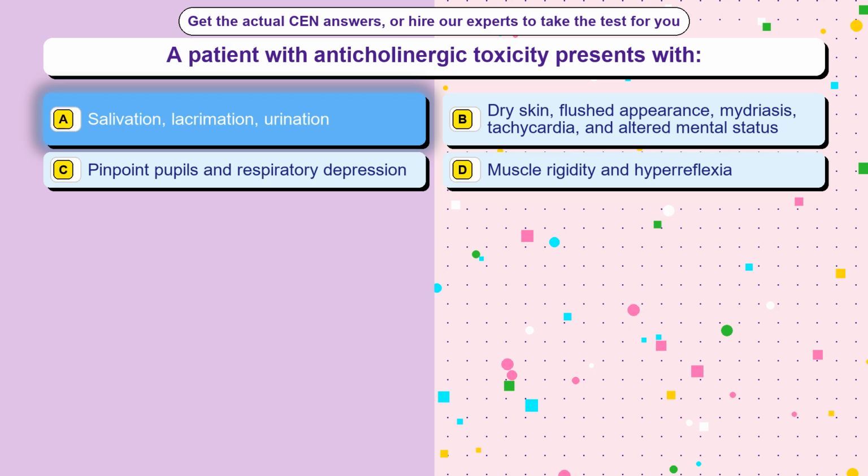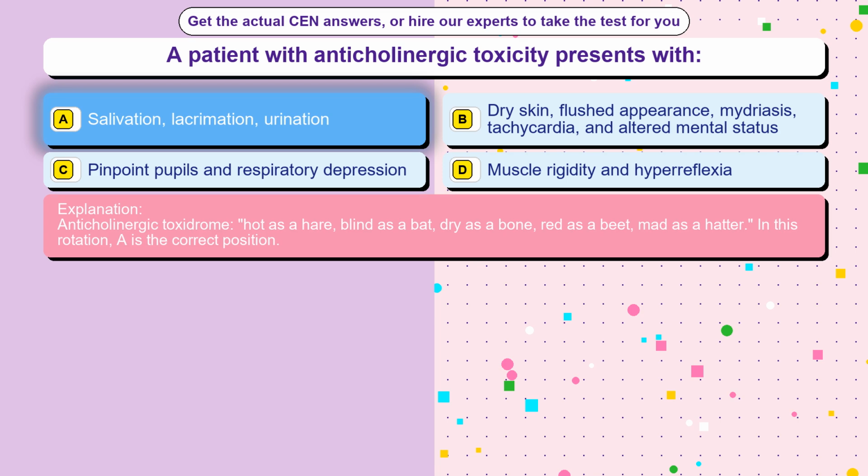The correct answer is option A, salivation, lacrimation, urination. Anticholinergic toxidrome: hot as a hare, blind as a bat, dry as a bone, red as a beet, mad as a hatter. In this rotation, A is the correct position.